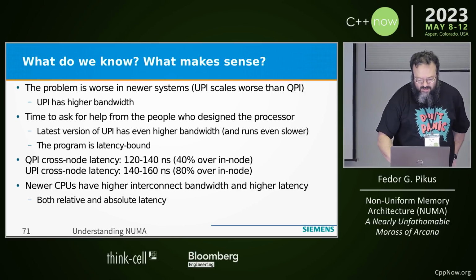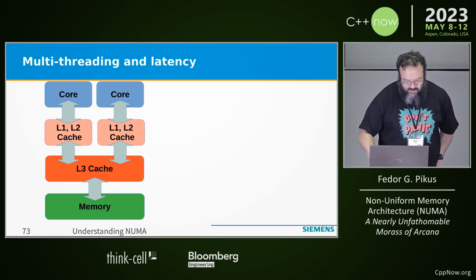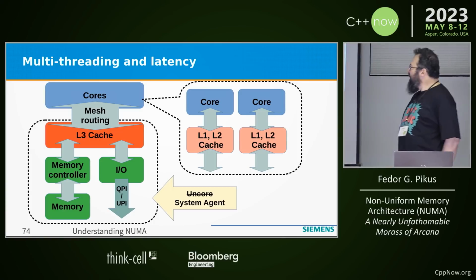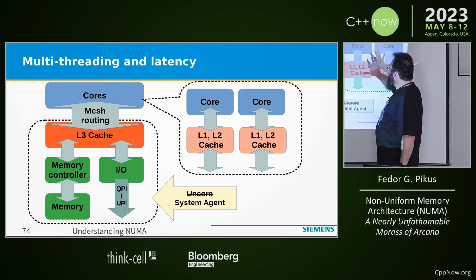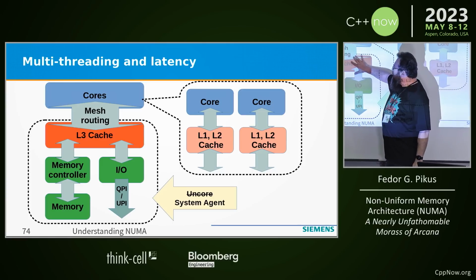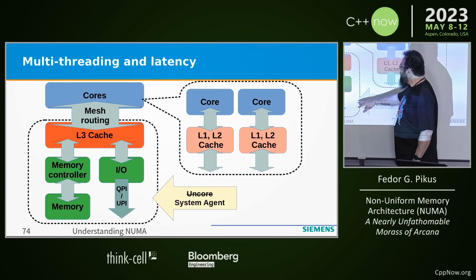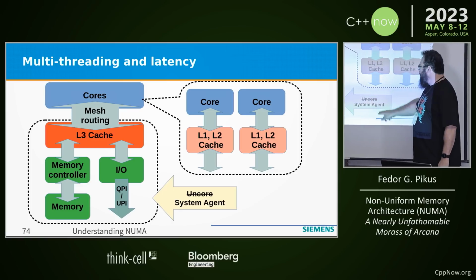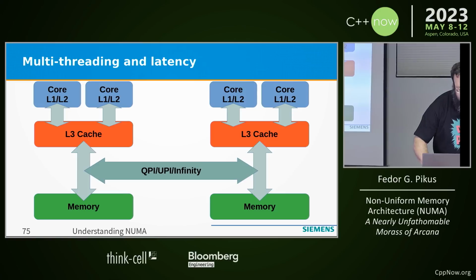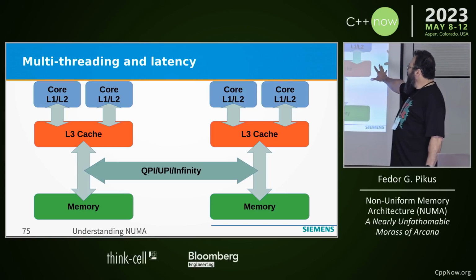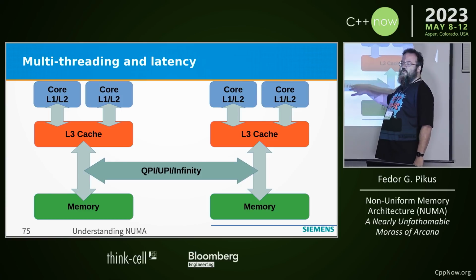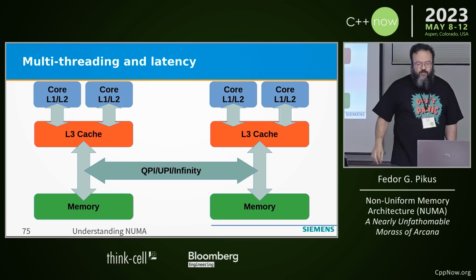Okay, so where does that latency bite us? Here. This is your CPU, the core, L1 cache, L2 cache. This is the L3 cache. This is one per socket, the memory controller and the memory. And the QPI, UPI comes out of here. This used to be called Uncore in Haswell. Now it's called System Agent. Okay, now we have two of them. Infinity, by the way, is the name on the AMD EPYC chips. Same thing, well, different protocol, but same idea.